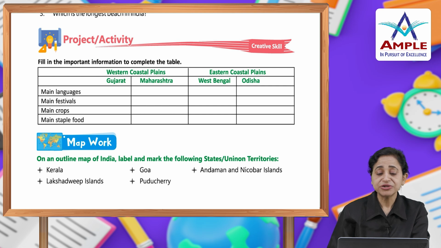Map work on an outline map of India. Label and mark the following states and union territories: Kerala, Goa, Andaman and Nicobar Islands, Lakshadweep Islands and Puducherry. And have fun, enjoy.